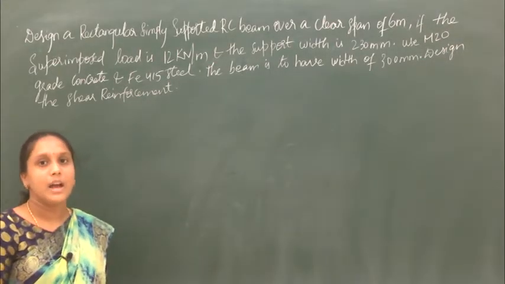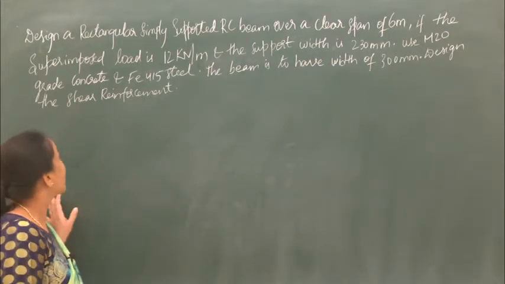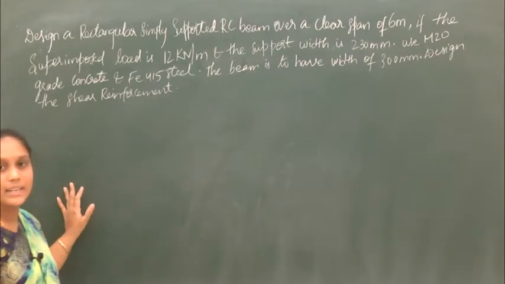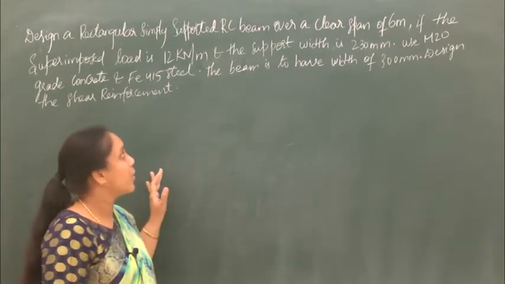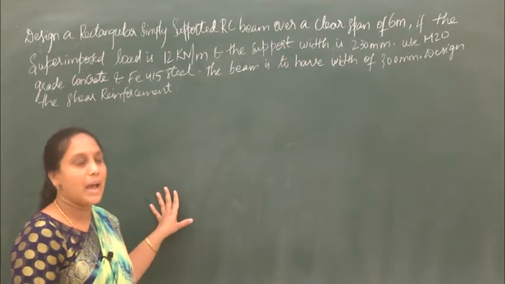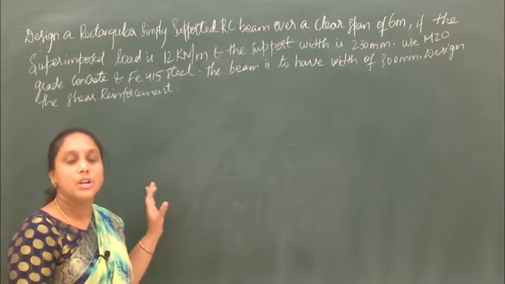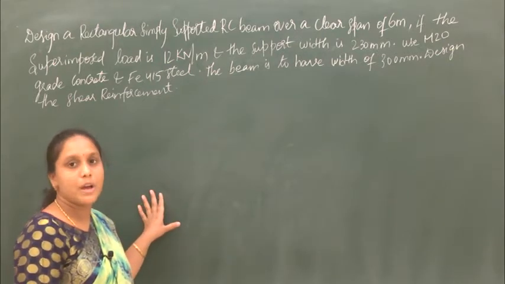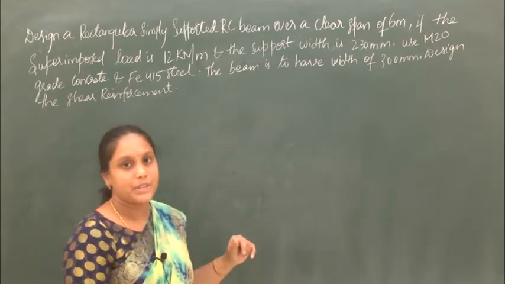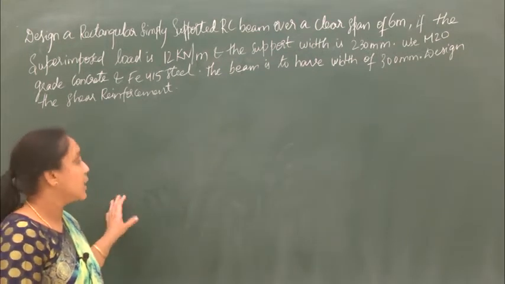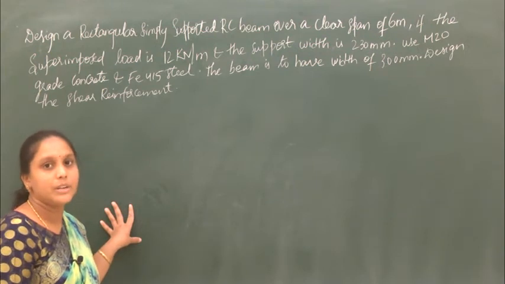Design a RC beam. So the question is, design a rectangular simply supported RC beam over a clear span of 6 meters. So here the span of the beam is given. So what is the clear span of the beam? It is 6 meters. If the superimposed load is 12 kilonewton per meter.